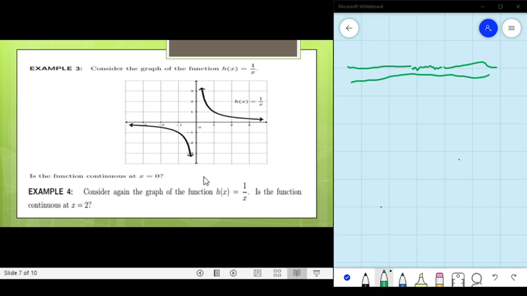Whereas at x equals 0, the function is discontinuous. So, let us substitute x with 2. Meaning, h of 2 is equal to 1/2. So, it is defined. Therefore, it is continuous.